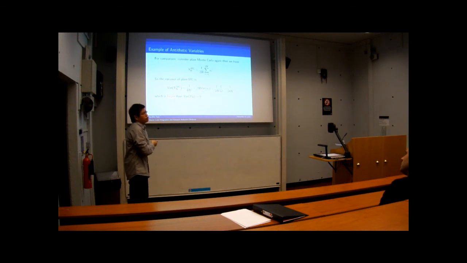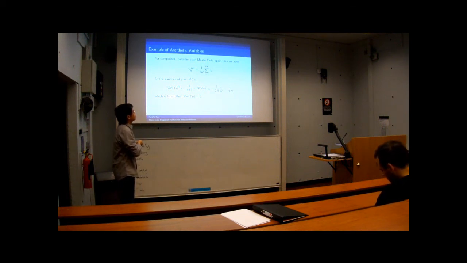And for comparison, we consider the plain Monte Carlo method here. We calculate the variance of the approximation of plain Monte Carlo. We found that the answer is 1/(24n). So this value is larger than 0. So in this case, we consider the antithetic variable is more useful than plain Monte Carlo. We reduce the variance.